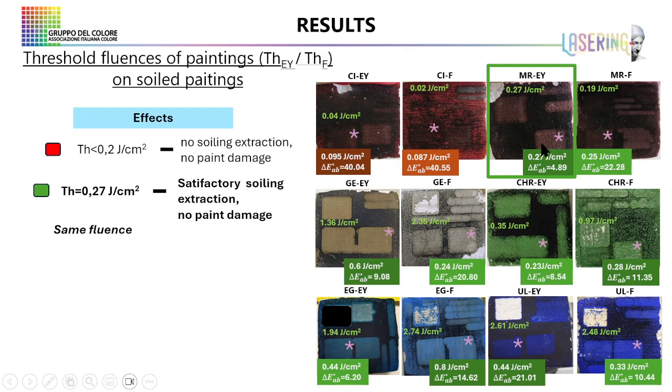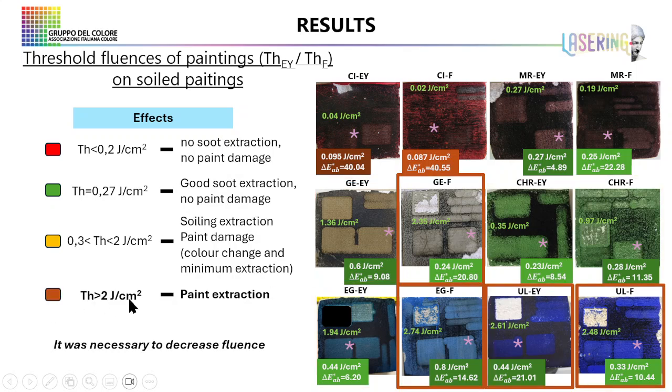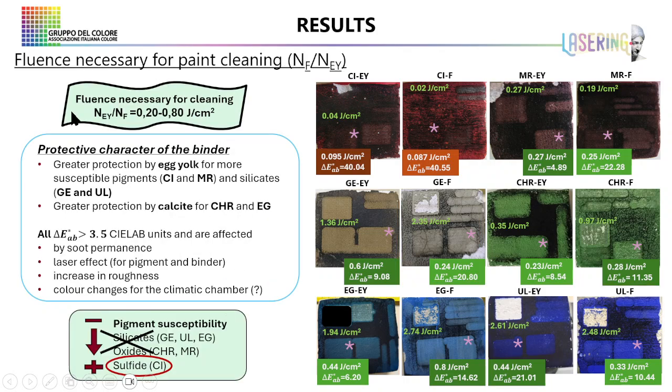Then for the other samples, irradiated with fluences between 0.3 and 2, there's a good soiling extraction, but some slight paint damage, such as color changes or some minimum extraction. And for the samples irradiated with fluences higher than 2, there's an evident paint extraction even reaching the intonaco. So in the last two cases, it was necessary to decrease the fluence. Adjusting the fluences, we reached a range in which there's a good extraction of soiling and no paint damage.